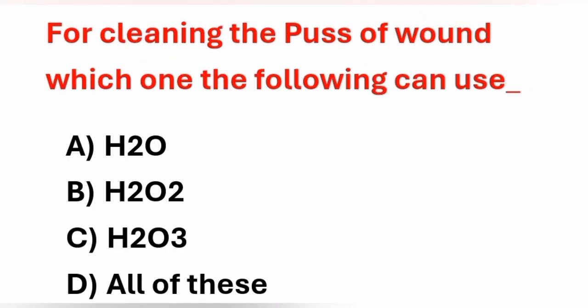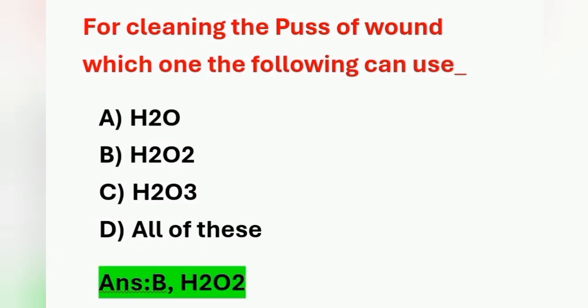And the next question. For cleaning the pus of a wound, which one of the following can be used? Options. Option A, H2O. Option B, H2O2. Option C, H2O3. Option D, all of this. For cleaning the pus of a wound, which solution can we use? And the correct answer is hydrogen peroxide. It is H2O2.